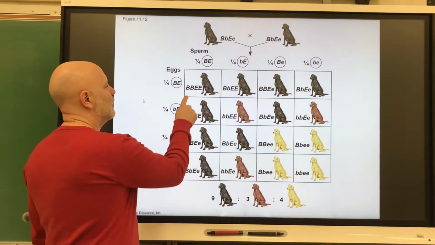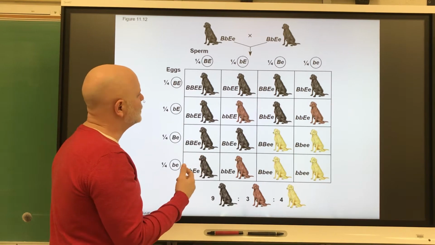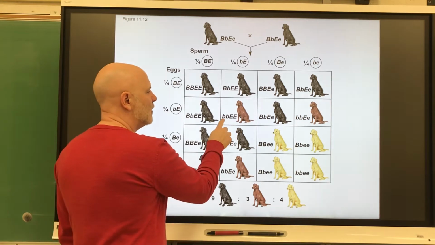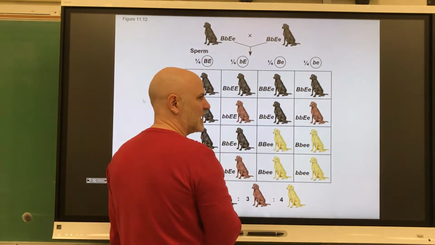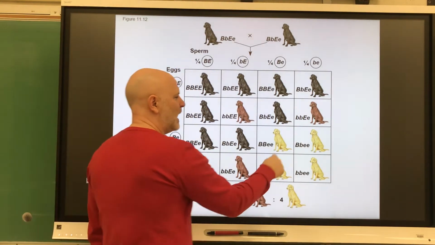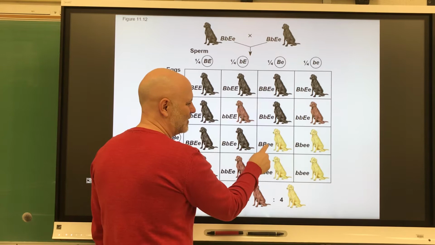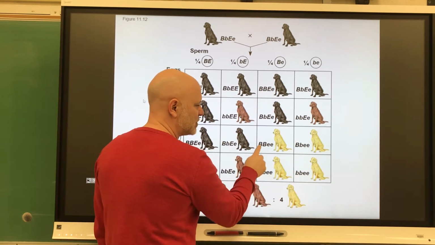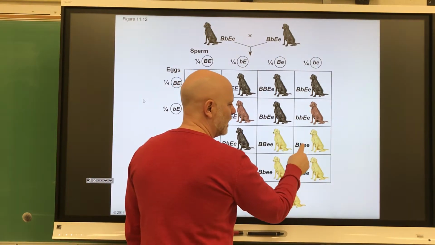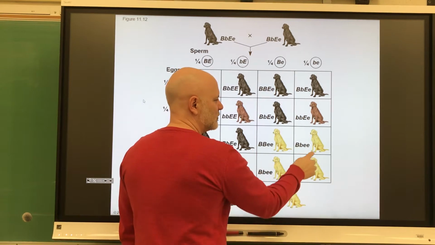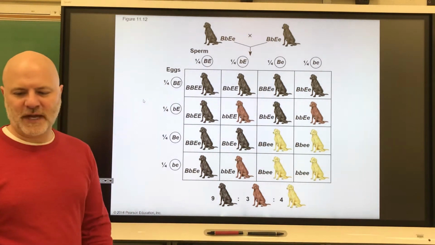To get a black lab, you have to have a dominant allele in both of the genes that are for coloration. To get a chocolate lab, you have to have two recessive alleles in that first gene and a dominant allele in the second gene. To be a yellow lab, you need to have two recessive alleles in that second gene. It doesn't matter what the first gene is, whether it's dominant or recessive. All you need to have there is two recessive alleles. So this is where one gene affects the expression of the other gene. So that's showing epistasis.